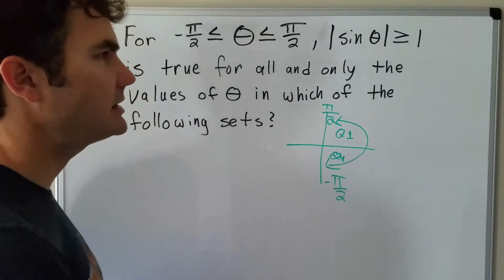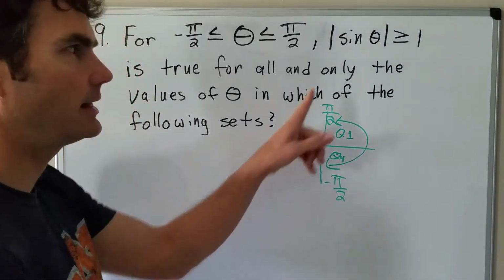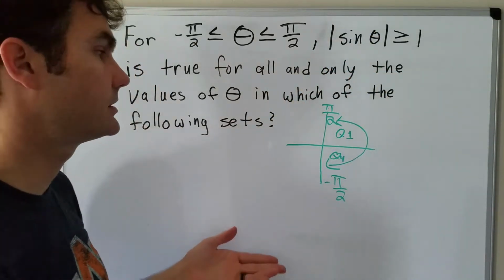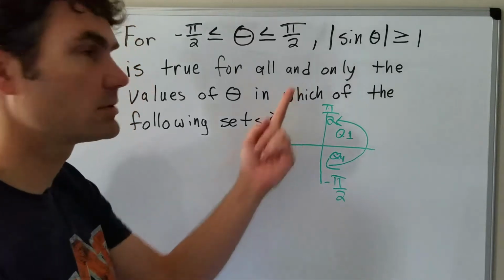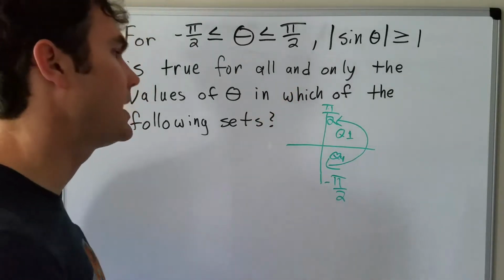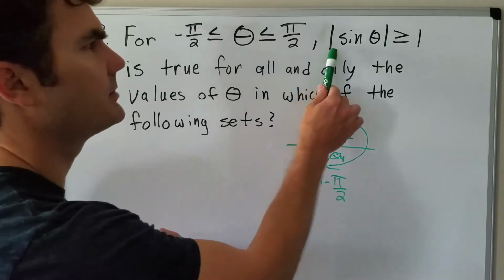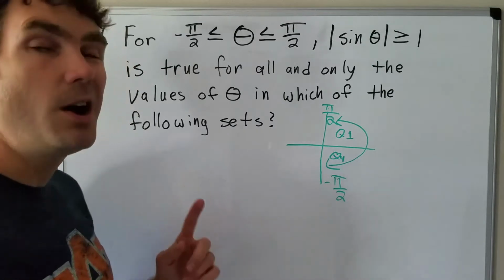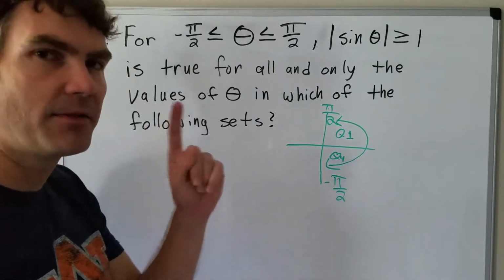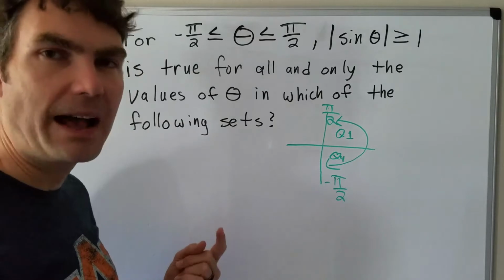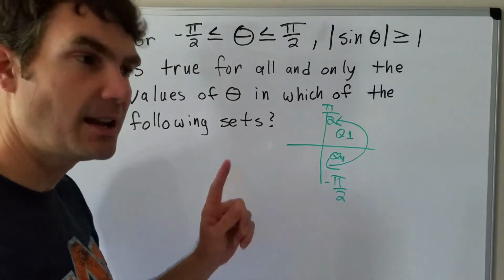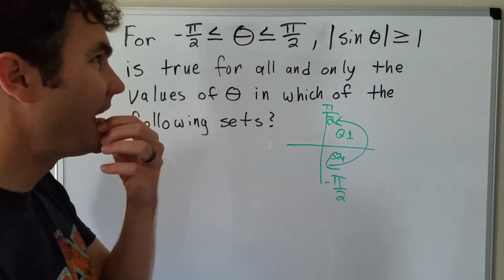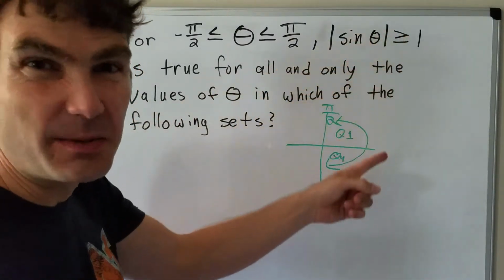Now, that actually is not too relevant here because with sine theta, we have an absolute value. So it doesn't matter where sine's positive or negative because we're taking the absolute value and it's always going to be positive. Now the next part of the problem says the absolute value of sine theta is greater than or equal to 1. Well, remember, sine and cosine can never be bigger than 1. 1 is the maximum. Tangent can be bigger than 1, but sine and cosine can never be bigger than 1. So this greater than 1 is essentially meaningless.